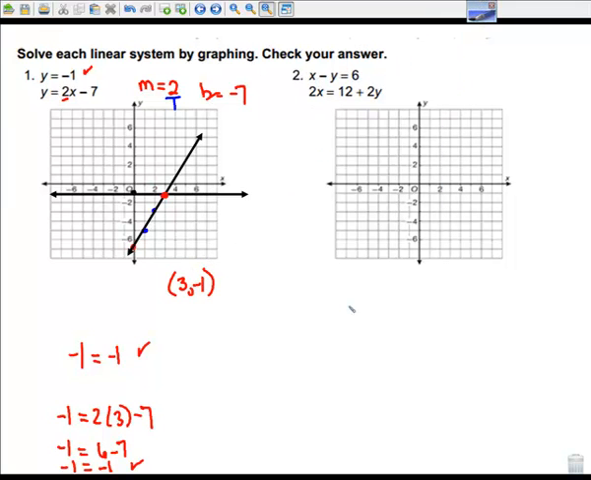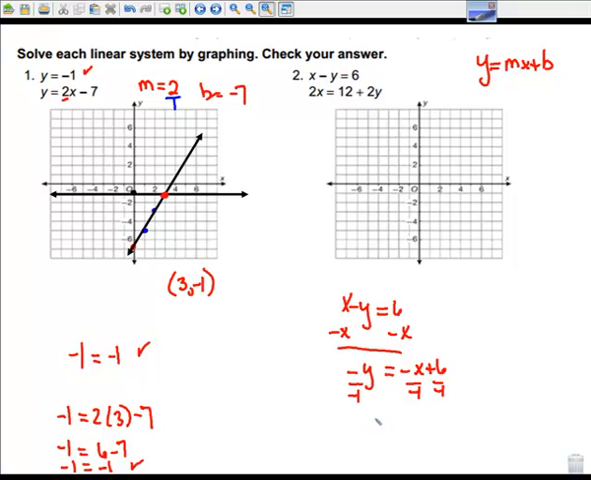Okay, these two are going to take a little more work. I have x minus y equals 6, so I have to put it in slope-intercept form. Again, recall that's y equals mx plus b. We've solved this now a few times. So I'm going to subtract the x from both sides. I end up with -y equals -x plus 6. Since this is -y, I have to divide by -1 everywhere. So y equals -x divided by -1 is positive x. I'm going to write a 1x. 6 divided by -1 is -6. So my slope here is 1. My y-intercept is -6.